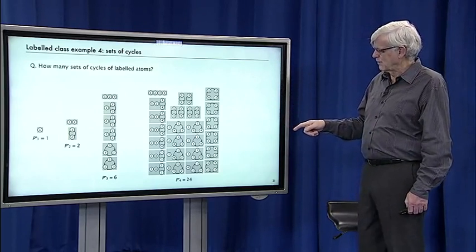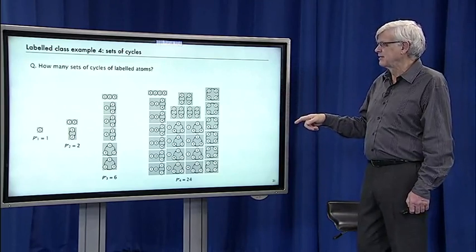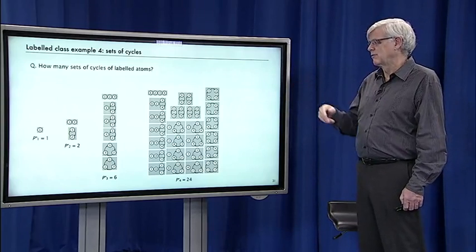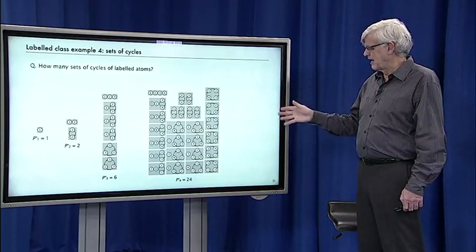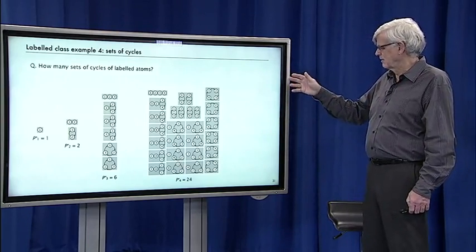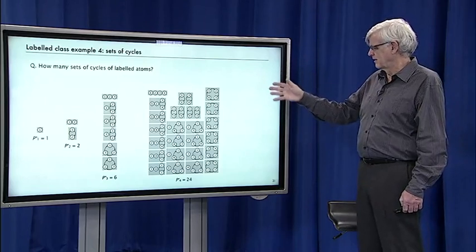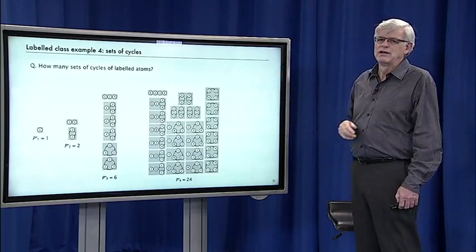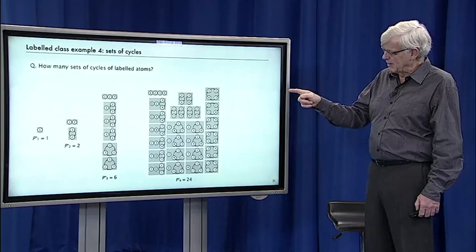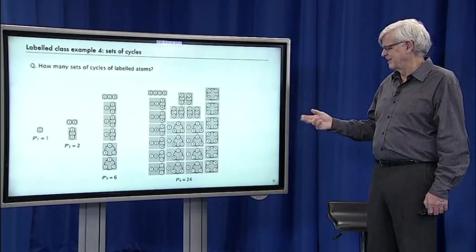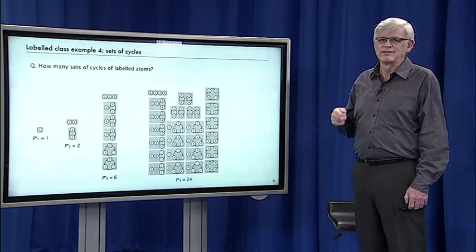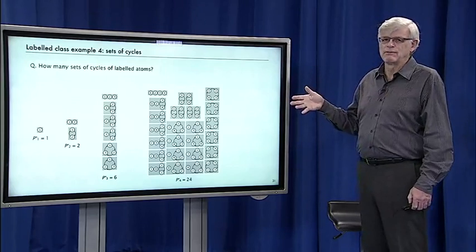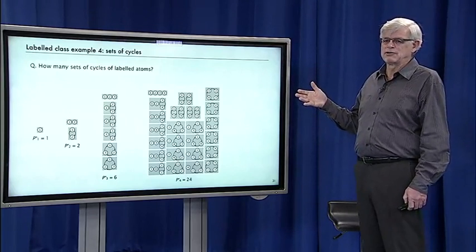And if you work it out for 4, on the right are all the possibilities of sets of cycles of 4 atoms. You could have them be 4 singleton cycles, or you could have one cycle of size 4, and there are 6 different ways to label that one. Or you could have something in between. All the possibilities are laid out here. You might recognize the numbers, and yes, there are n factorial sets of cycles of n labeled atoms. And what we'll look at next is how we learn that from analytic combinatorics.